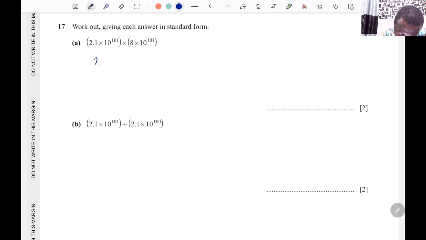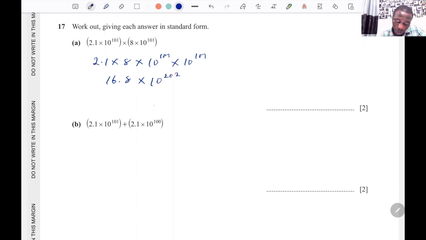So you have 2.1 times 8 times 10 to the power of 101 times 10 to the power of 101, because multiplication is commutative, right? So here we have 2.1 times 8 to give us 16.8. Then, since they are the same base, we sum the indices. So 101 plus 101 will give us 202.